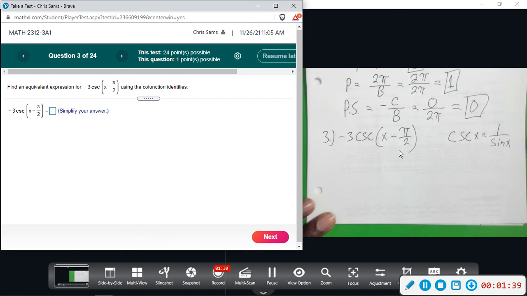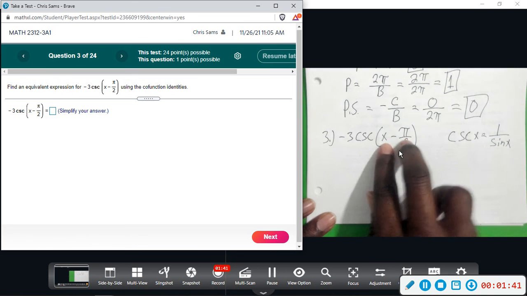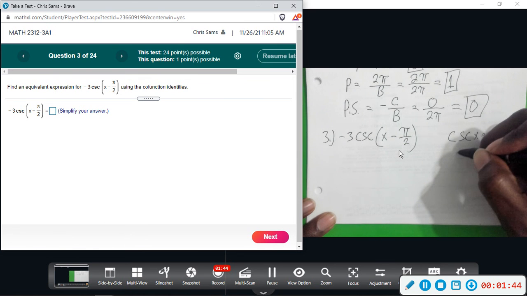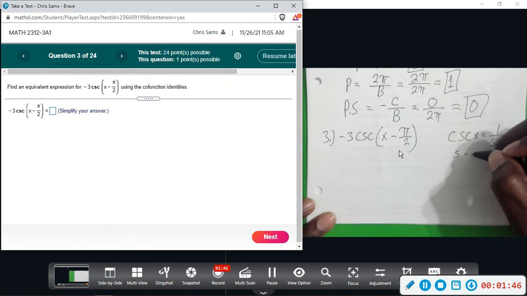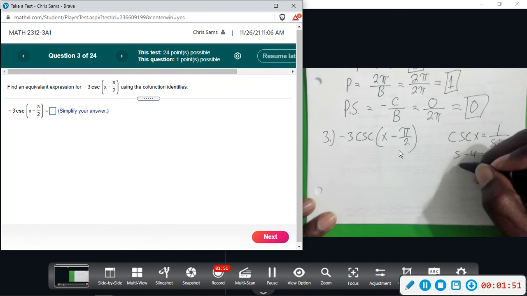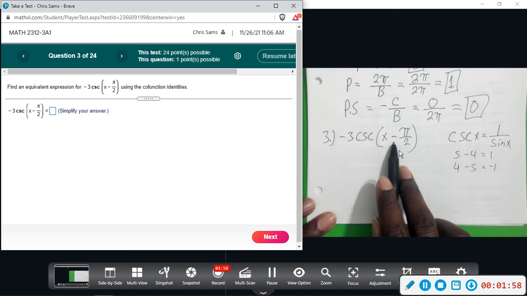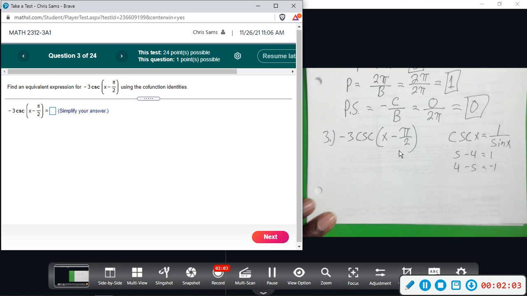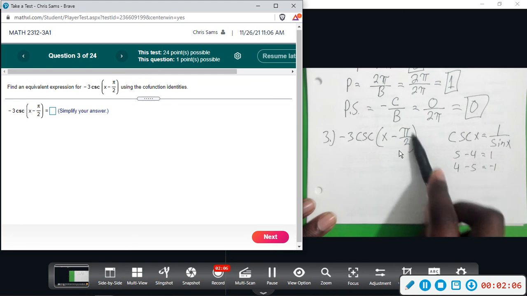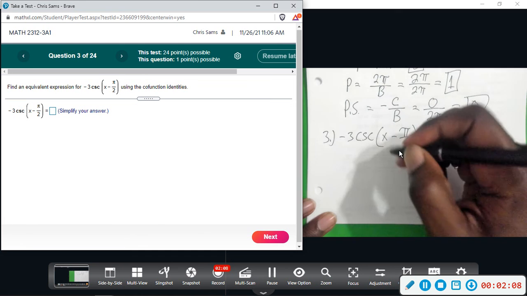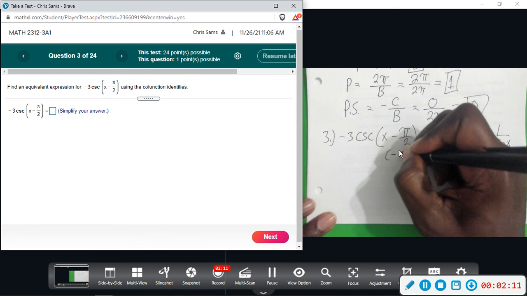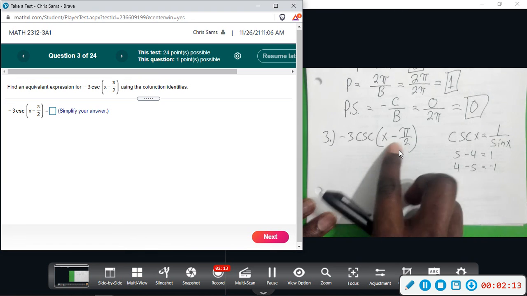Alright, so what you need to understand is the difference between this. If I just use some numbers for example, 5 minus 4 would give me a positive 1. But if I switch these, 4 minus 5 would give me a negative 1. So the difference between what we want to find and what we're given in the trig cheat sheet is that this will be a negative inside of the parentheses. So I'm just going to put a negative here to remind myself this is going to be the opposite sign.